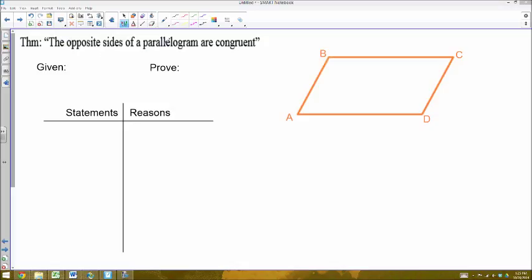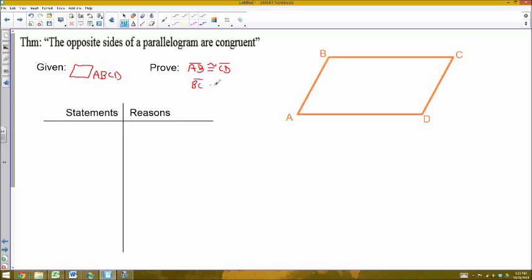So what this theorem actually says is that the opposite sides of a parallelogram are congruent, meaning given a parallelogram, in this case parallelogram ABCD, we need to prove that the opposite sides, which are AB and CD, are congruent, and the other set, BC and AD, are congruent. So given only that this shape is a parallelogram, it must follow that the sides are congruent. That's the observation that we just made.